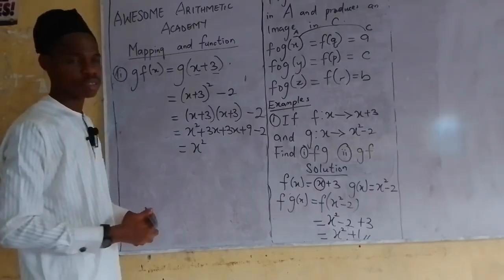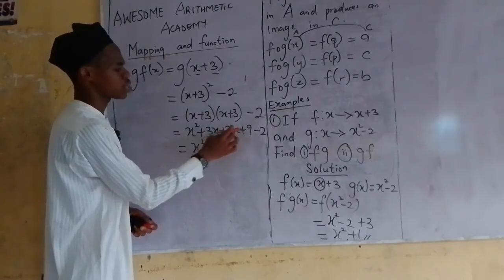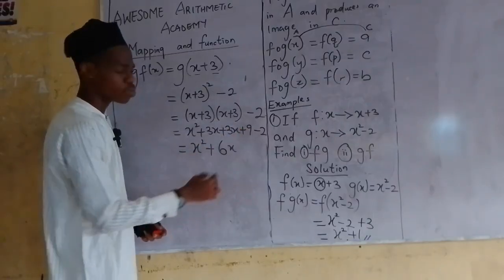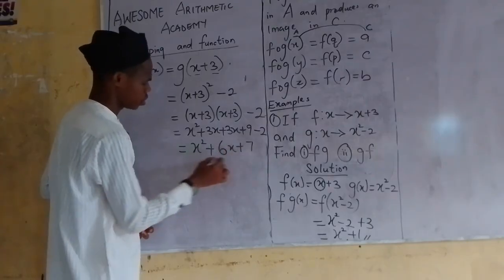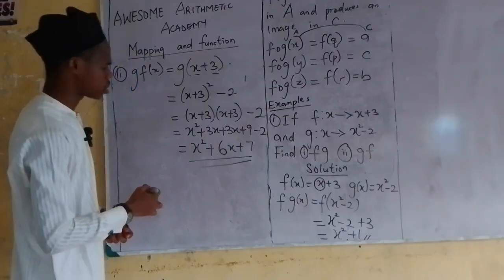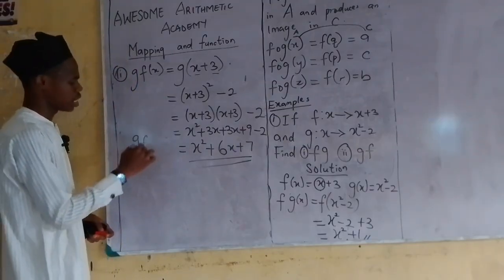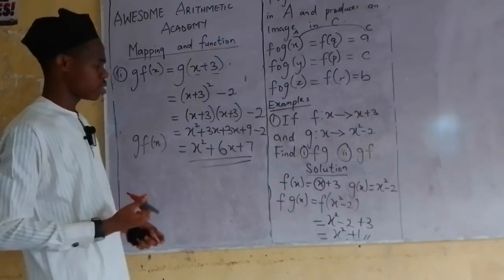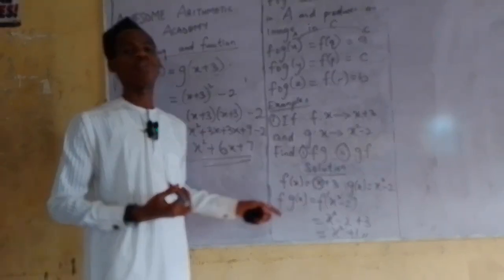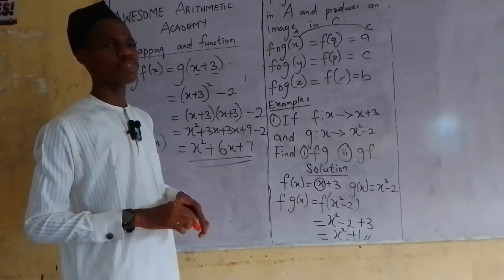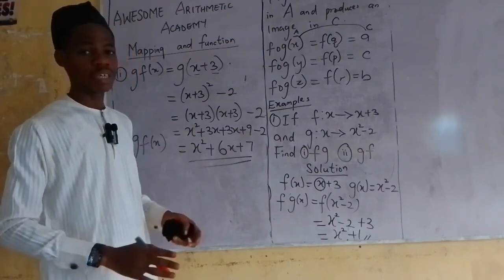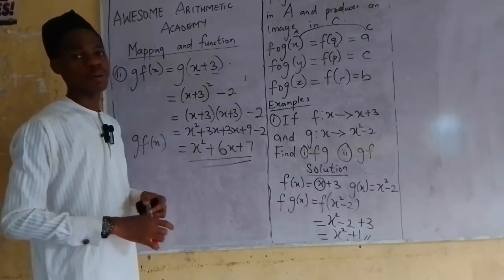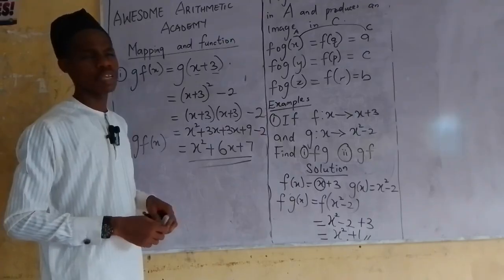So this will give me x squared plus 3x plus 3x will be 6x. 9 minus 2 is what? 7. So now, when you check this, you can clearly see that the value of g f of x is not the same thing as the value of f g of x. This means that, in general, in most cases, composite mapping is not commutative.